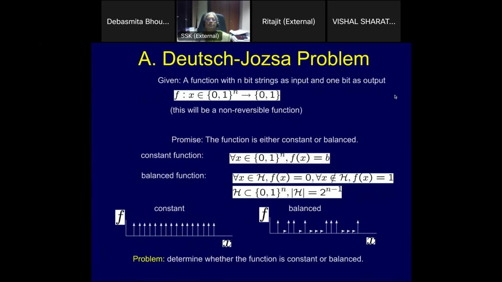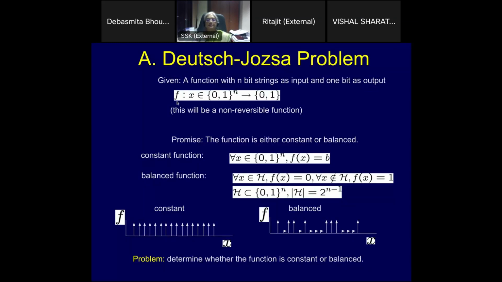This is the Deutsch-Jozsa problem for the n variable Boolean function. You have as input bit strings of length n, and only one bit as an output. This is how I write the function. This is, of course, a non-reversible function, because reversible functions have the same size of input as output. So if you have n bits in the input, in a reversible function you will have n bits in the output, so that by looking at the output, you can uniquely say what the input was. That is the notion of reversibility.